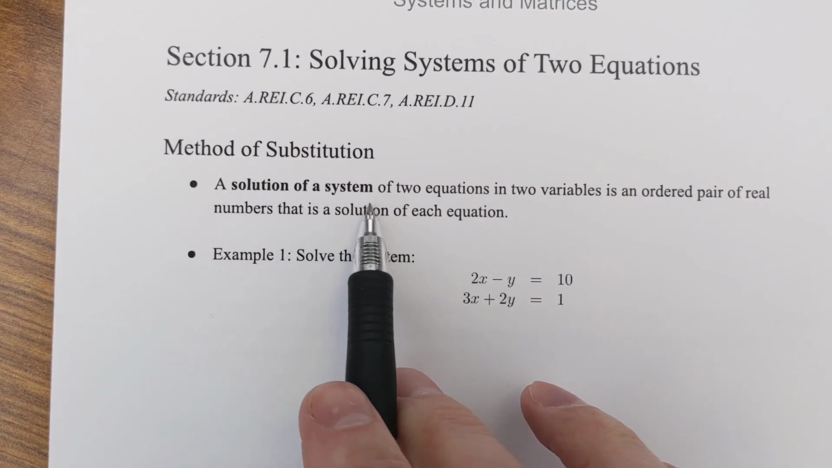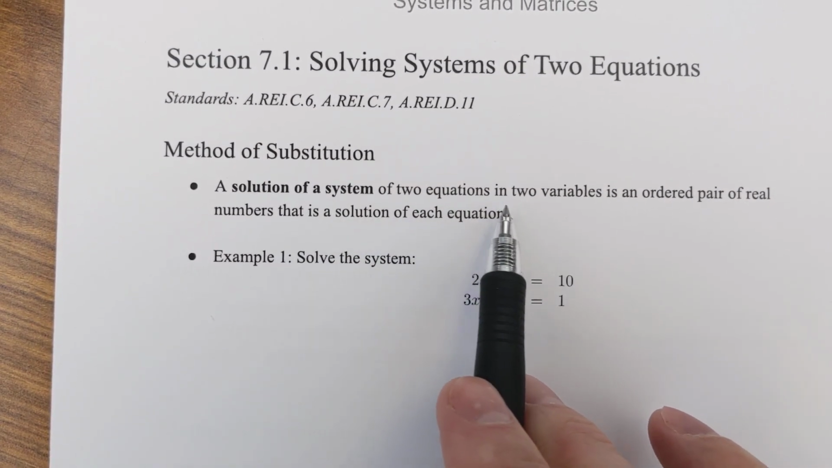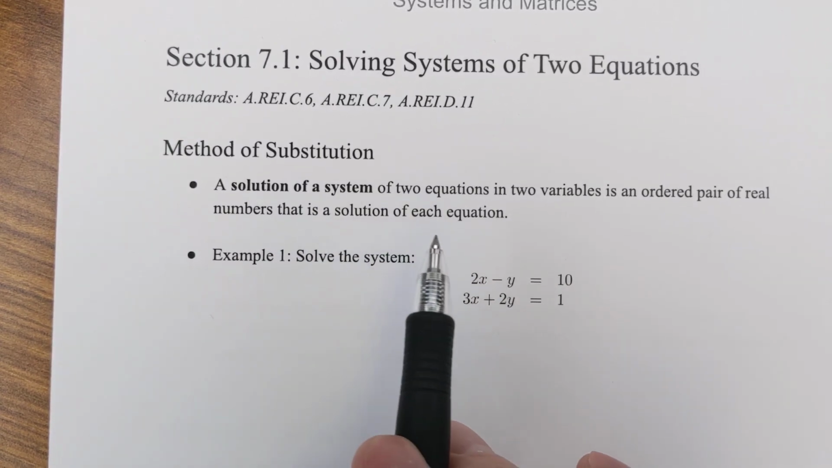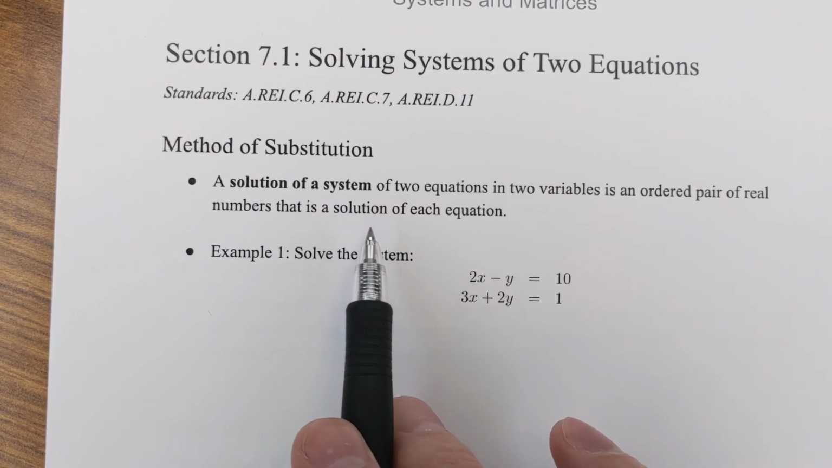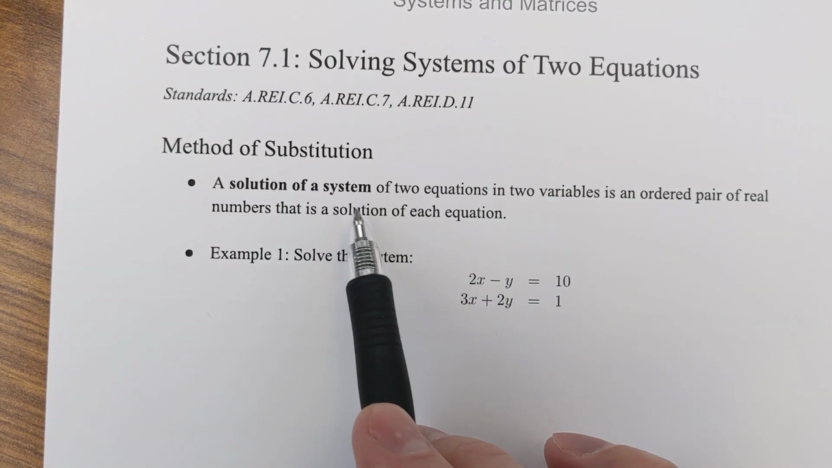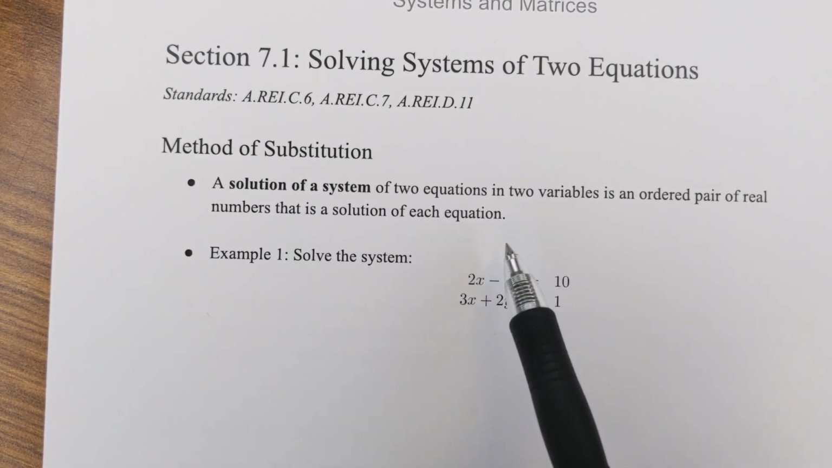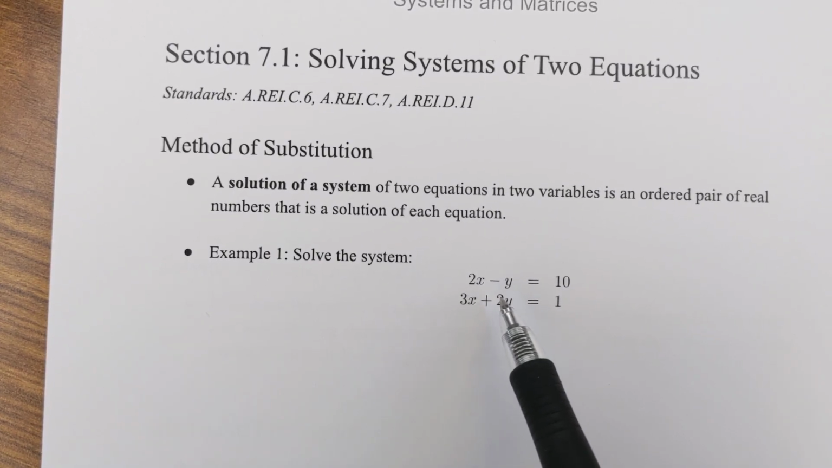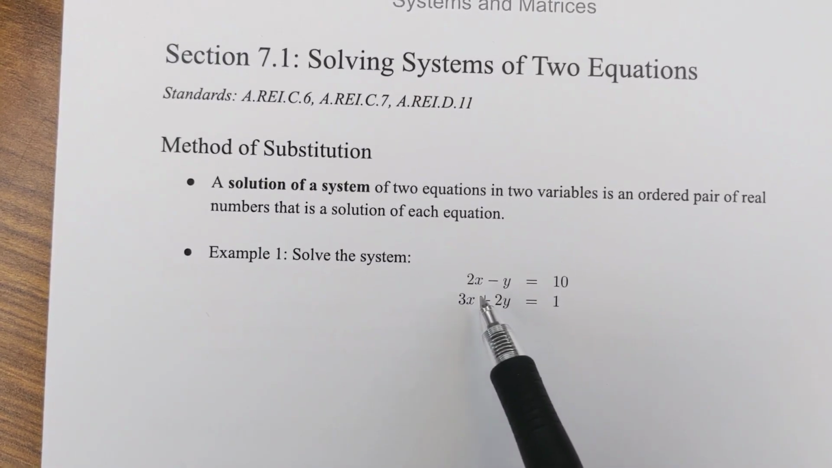A solution of a system, just a definition, of two equations and two variables, is an ordered pair of real numbers, so x comma y, that is a solution of each equation. That ordered pair, x, y, has to solve both equations at the same time. It has to be true for both of them.